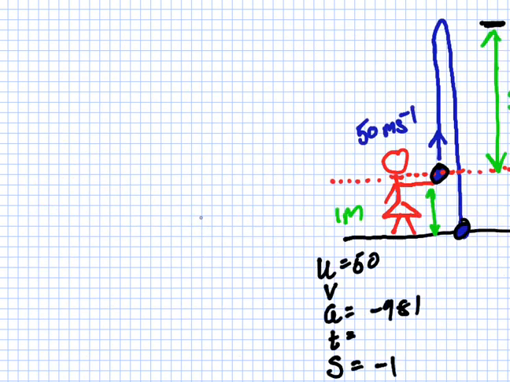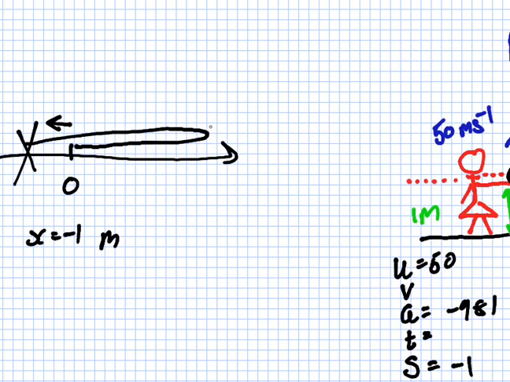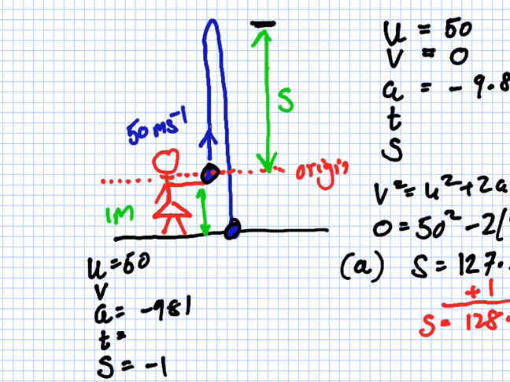I think if we look at this horizontally, it's not as difficult. If it starts here and goes over to here and then back, this is like x equals minus 1 meter. That's what I want. When is it 1 meter below where I start? It's the same here, just vertically. So the x is minus 1.